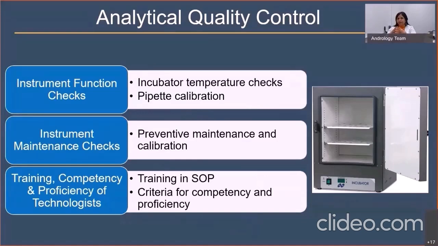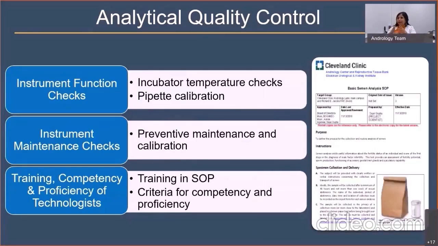Next slide. Here I have shown you a standard operating procedure, which we have shared with you on the Dropbox. It is an SOP for the basic semen analysis. Each of the steps has been broken down with the purpose, the instructions for the patient, the specimen collection and delivery, and each of the steps is broken down for your review and understanding as to how important a procedure is in analytical quality control. Next.